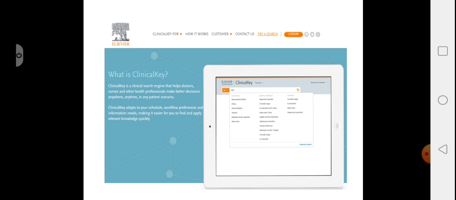Other important one is Elsevier's Clinical Key. This is a good clinical search engine, especially for the doctors to make clinical decisions when they need help. This is a good platform.